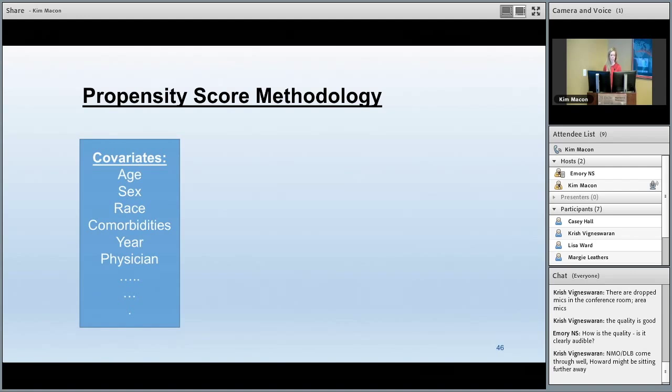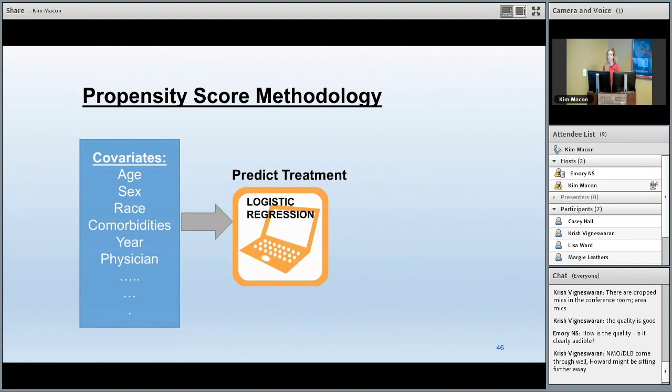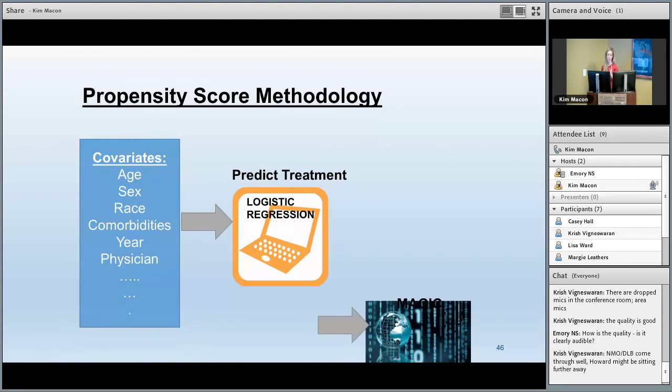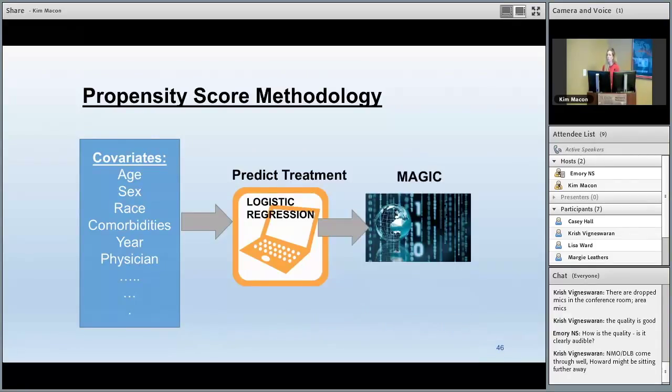So how does a propensity score work? You take all the covariates of interest and you throw them in a model. You put a logistic regression model to predict treatment. We're not looking at outcome right now. We're just looking at trying to predict treatment assignment. Some magic happens in your logistic regression model, and out comes a propensity score.